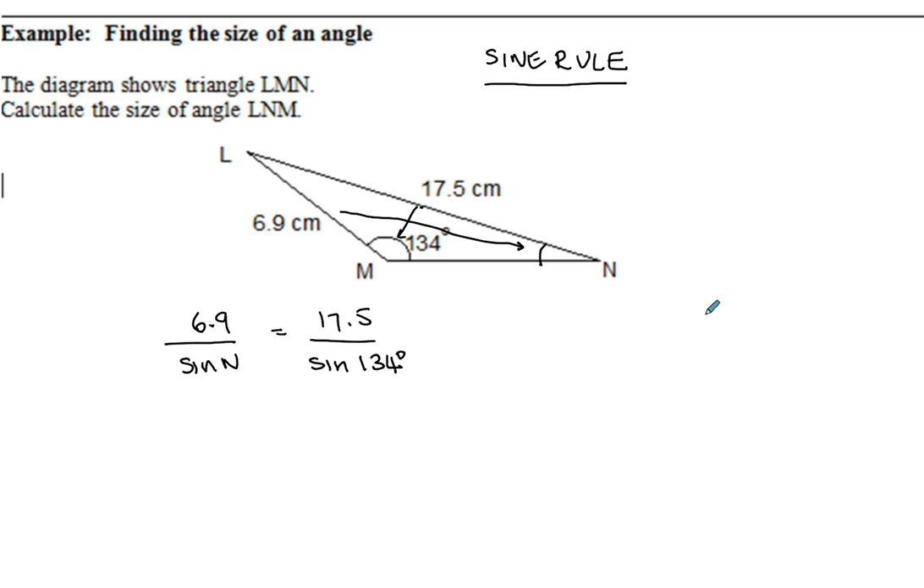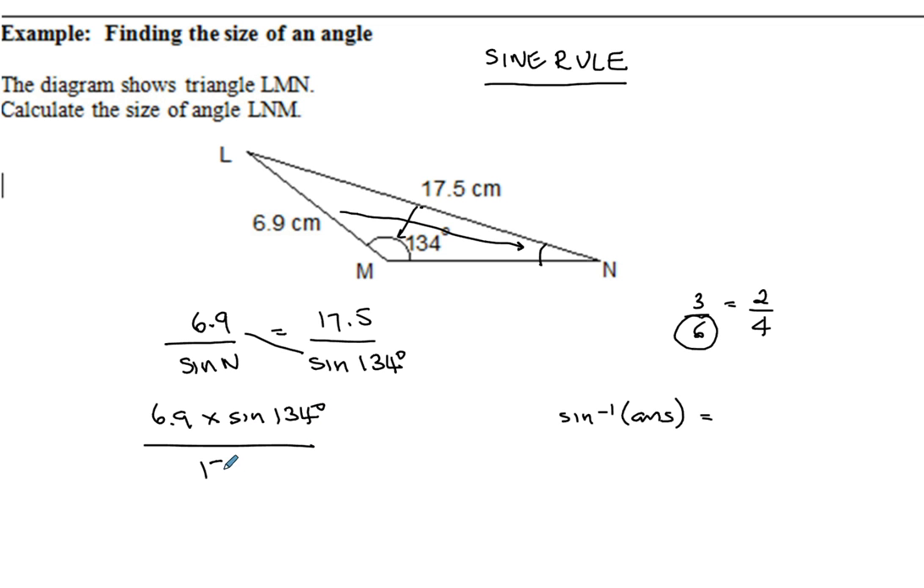Using our Faz format of 3/6 equals 2/4, we're trying to find the 6 this time, and remember we're going to find sine N. So over here I'm just going to prepare and write sine, shift sine, answer equals. So we're going 3 times 4 divided by 2. So we're going that times that. So 6.9 times sine 134 divided by 17.5.